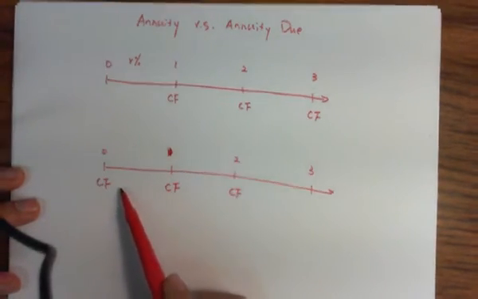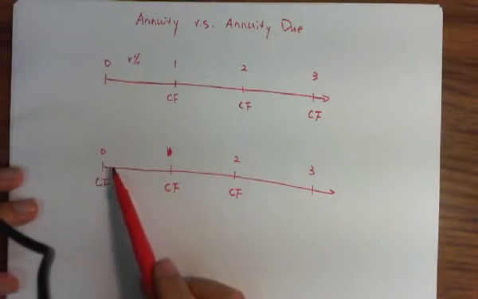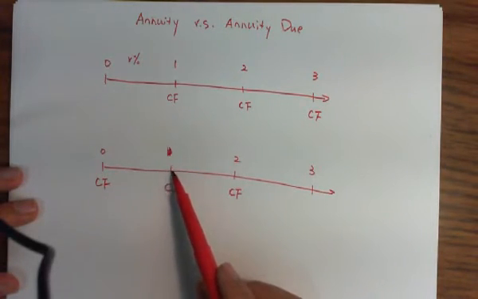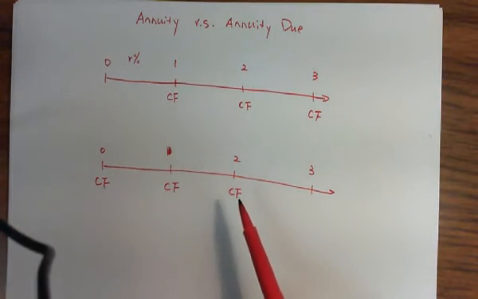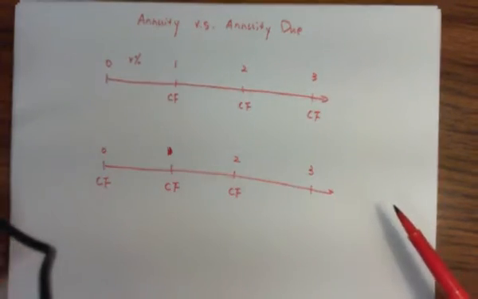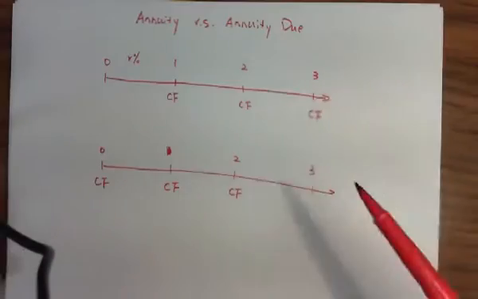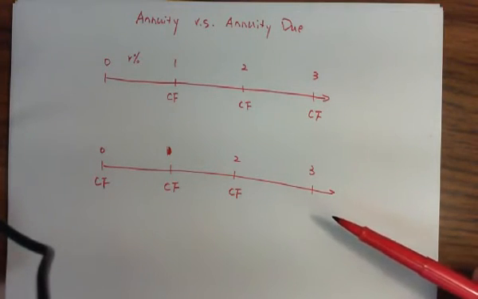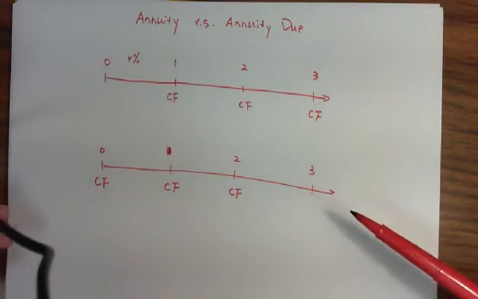For example, this payment is the first payment. It is made at the beginning of the first period. The second payment is made at the beginning of the second period, and the third payment is made at the beginning of the third period. Now, given these two annuities, how can we compute their present value and future value?